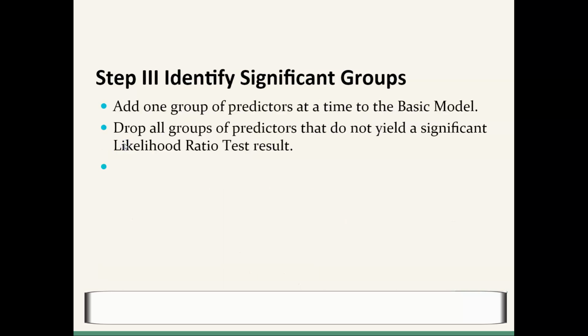Step 3, identify significant groups. So what you do is add one group of predictors at a time to the basic model, and drop all the groups of predictors that do not yield a significant likelihood ratio test result. What this is saying is, if after controlling for the control variables in the basic model, adding another group of predictors does not really improve model fit, then we don't really need to include those predictors.